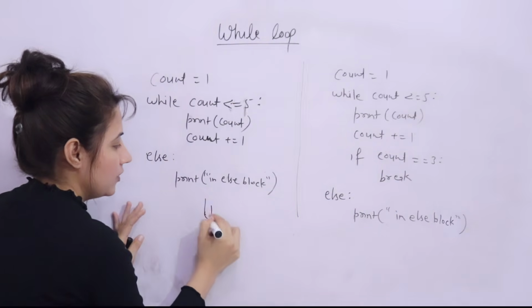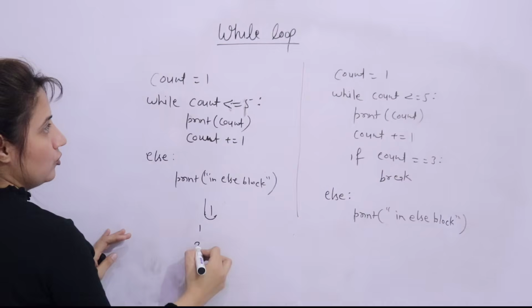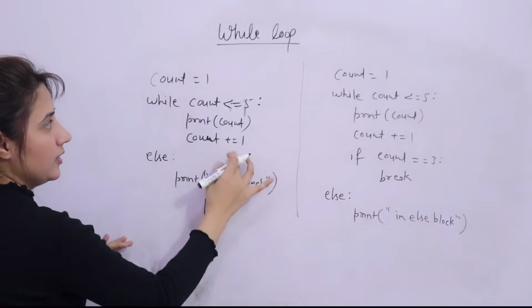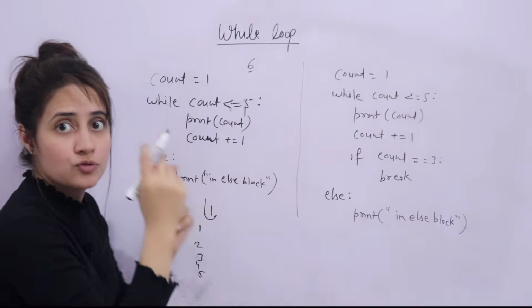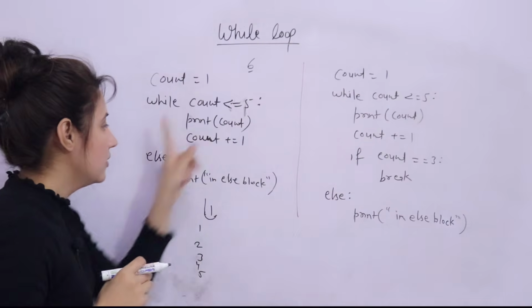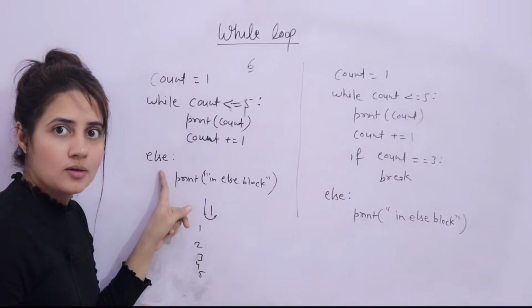So what would be the output in this case? 1, 2, 3, 4, 5 would be printed. Now once this count becomes 6, this condition becomes false, and once the condition becomes false, this else block would be executed.